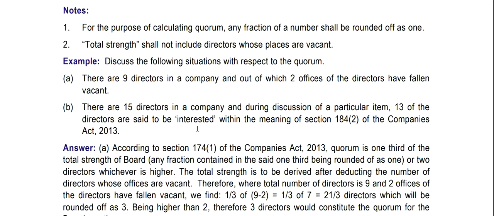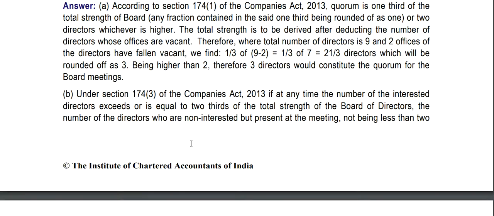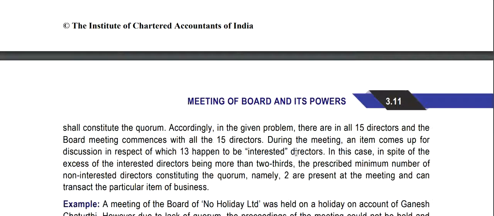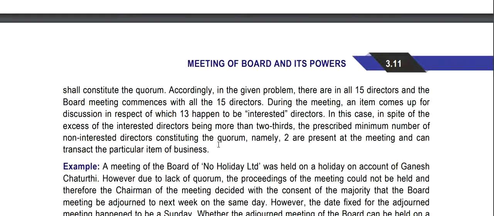At least, if it is more than 2/3, then at least 2 directors will be the quorum, unless under section 174 subsection 3 of the Companies Act, if at any time the number of interested directors exceeds or is equal to 2/3 of the total strength of the board of directors, the number of directors who are non-interested but present at the meeting, not being less than 2, shall constitute the quorum.